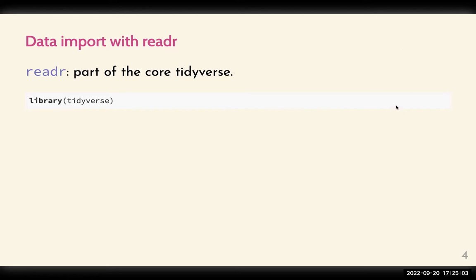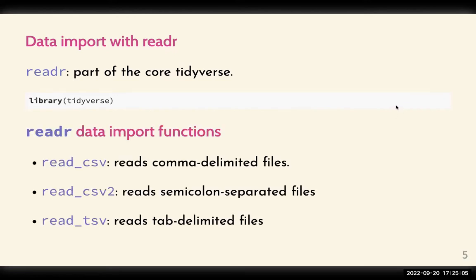The readr package has several different functions to read data saved in different formats. For example, read_csv to read comma delimited files, read_csv2 to read semicolon separated files, and read_tsv to read tab delimited files. These functions all have similar syntax. Once you have mastered one function, the rest will be easier to learn.